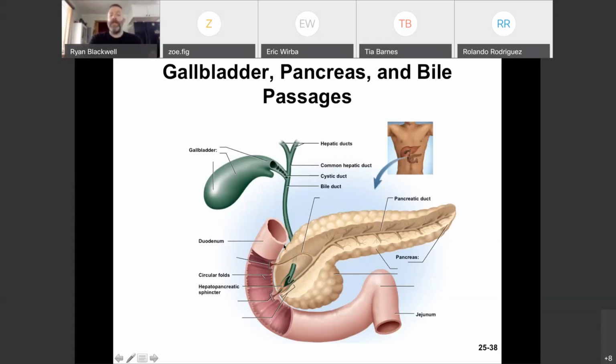So what this slide is showing is the relationship between the duodenum, the beginning of the small intestine, the pancreas, and bile ducts. So right here on this image, this is essentially a cross section through or just past the pyloric sphincter.